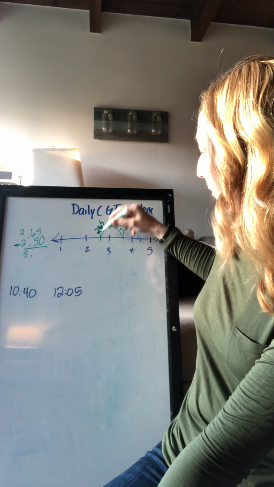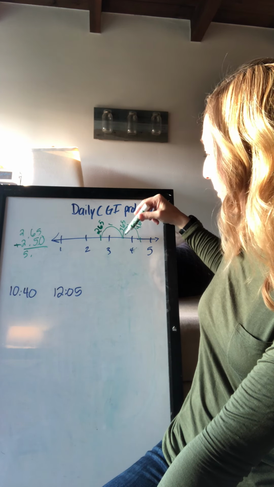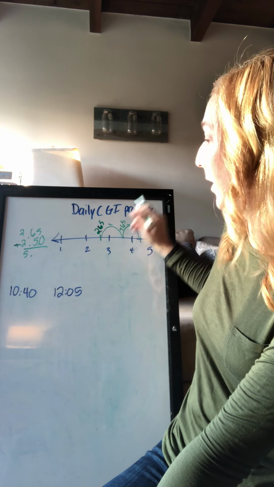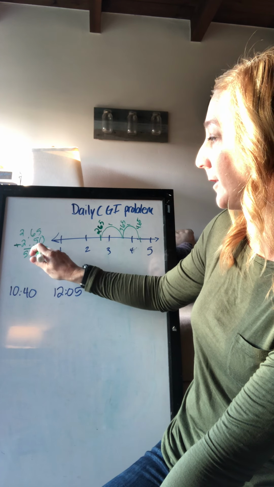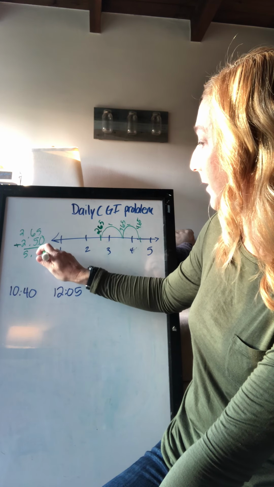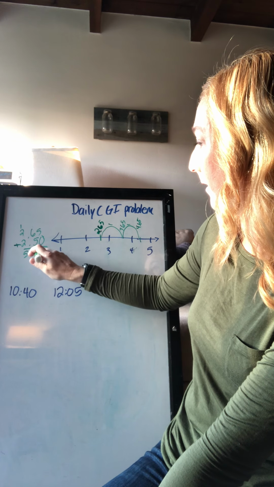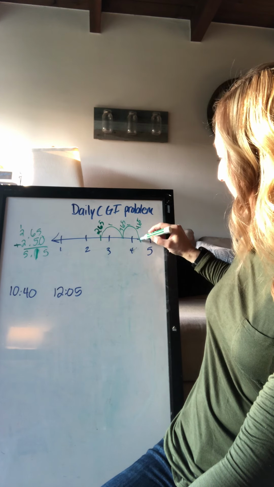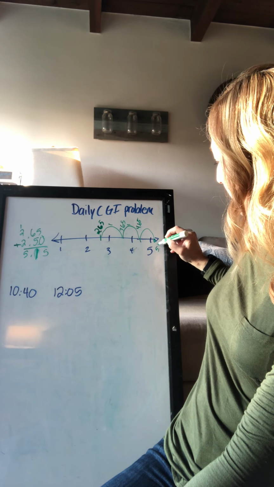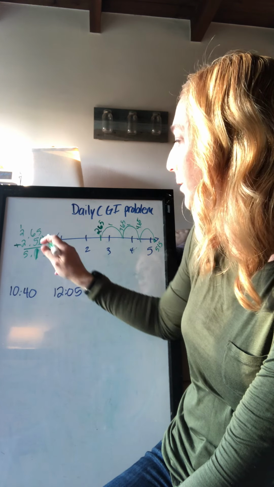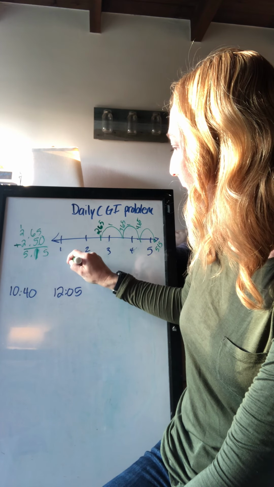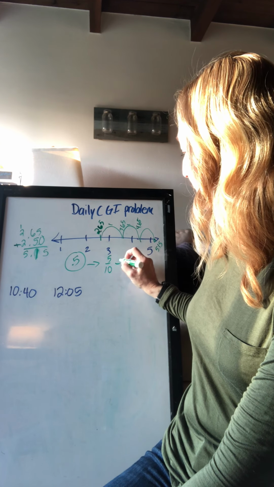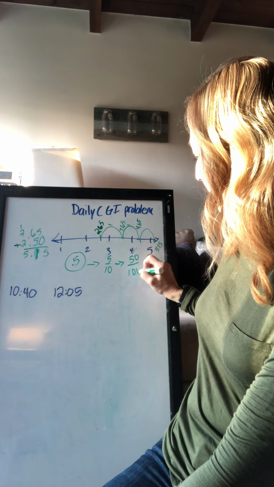2 and 65/100ths plus another 1 whole, which is 3 and 65/100ths, plus another 1 whole, which is 4 and 65/100ths. Okay, so now I have to go 65/100ths plus another 50/100ths. I can just add that up. Oh, sorry, 115/100ths. So I have now 5 and 15/100ths. Always remember that this right here is the same as 5/10ths, which is the same as 50/100ths.